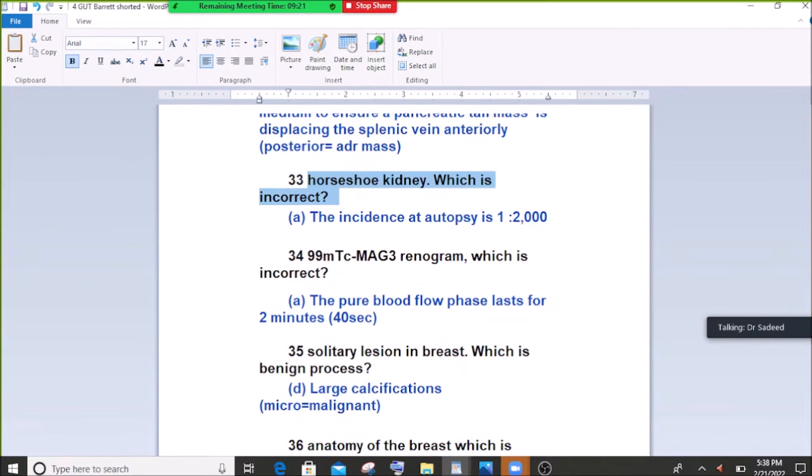Question 33, horseshoe kidney, which is incorrect? The incidence at the top is 1 in 2000. Incorrect.